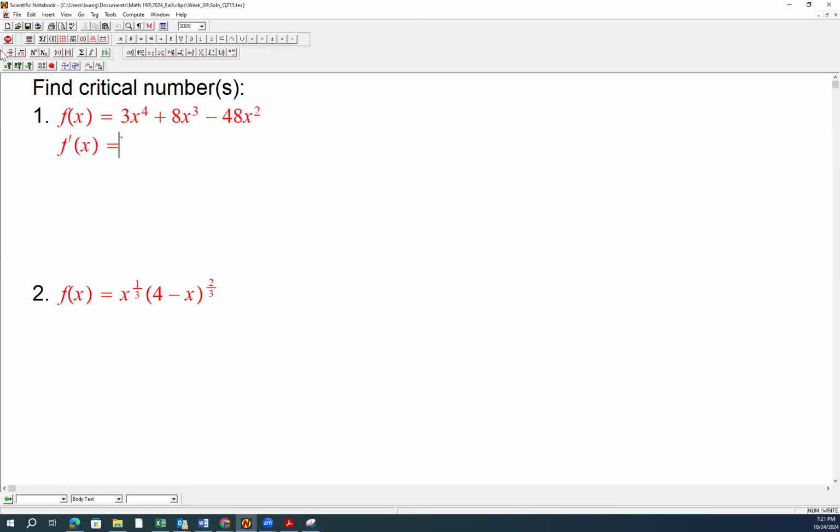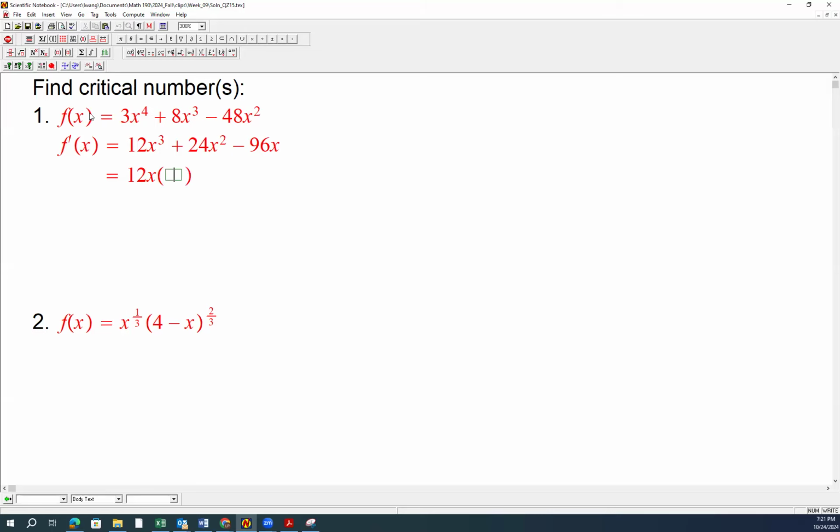Okay. All right, so we have 12x raised to the power 3 plus 24x squared minus 96x. Looking ahead, we're going to find critical numbers by setting the first order derivative equal to 0. So we're going to factor. It looks like 12x will be the common factor. We will end up with x squared plus 2x minus 8 inside the parentheses.